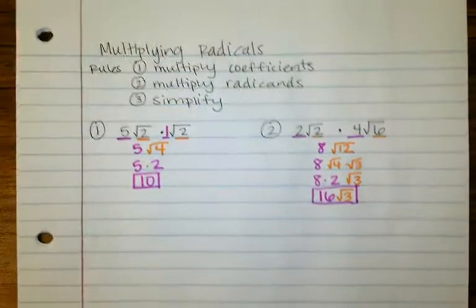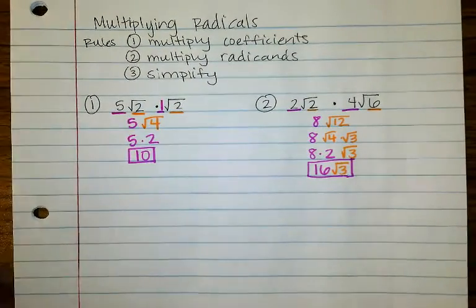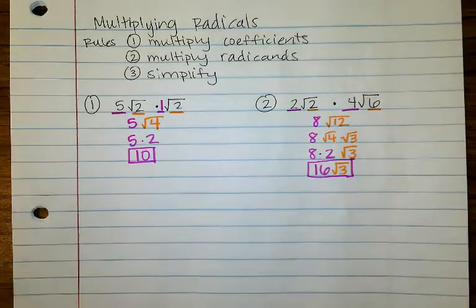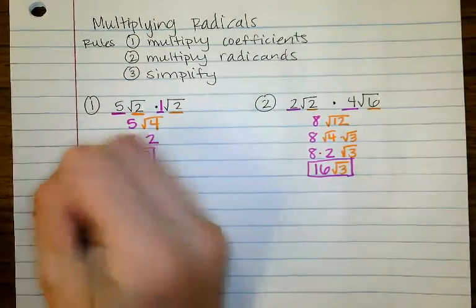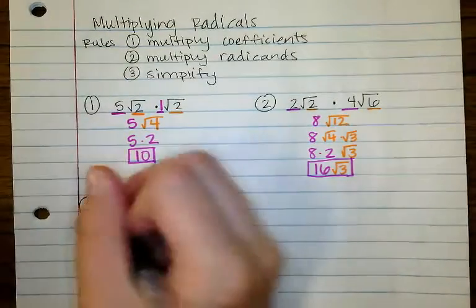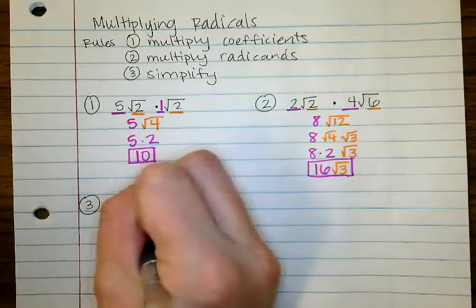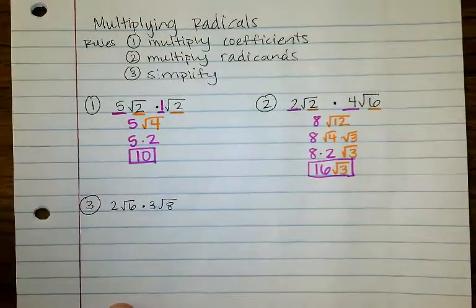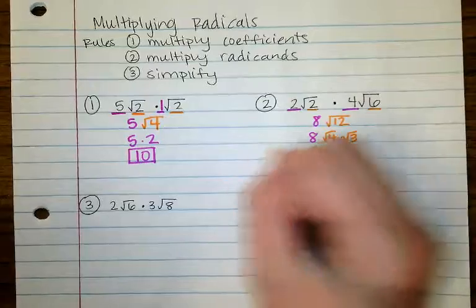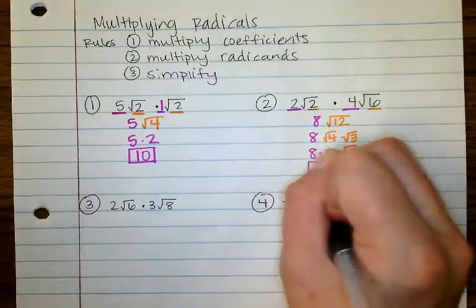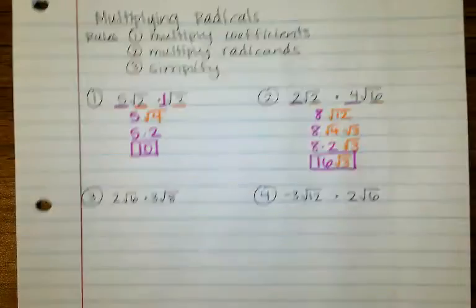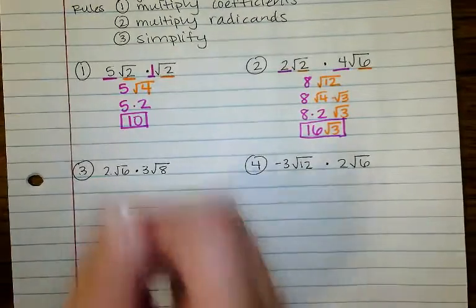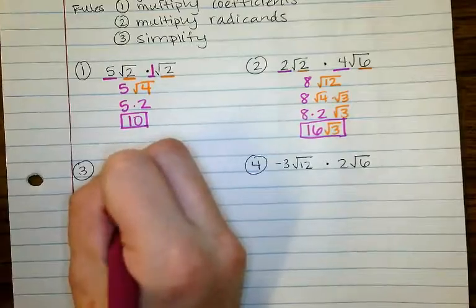Alright, we're going to do another one of these. Let's do number 3 here. We are going to say 2 radical 6 times 3 radical 8, and I'm going to write both of these up here if you would like to work ahead a little bit, times 2 radical 6. Now let's see what you do. You want to multiply your coefficients, and then multiply your radicands. And once you've done that, then we simplify.